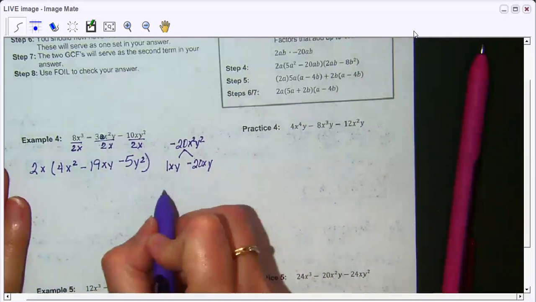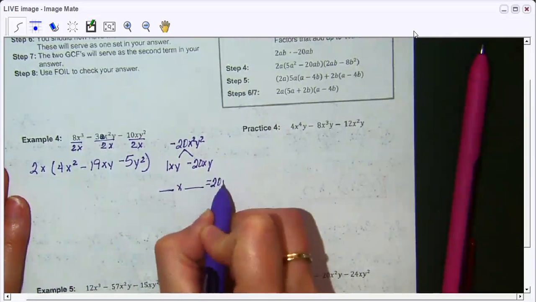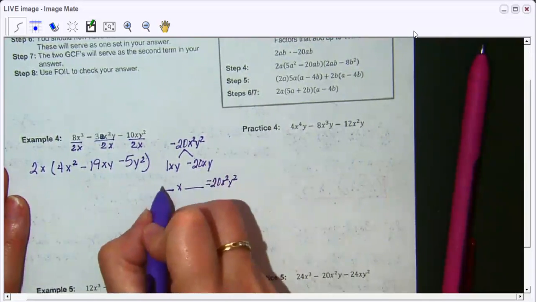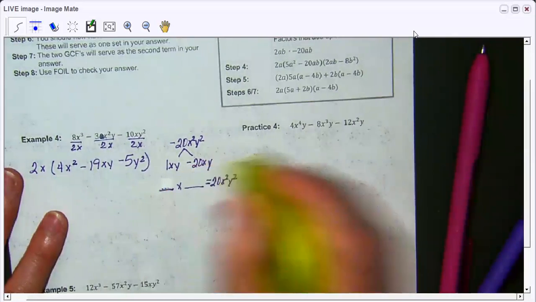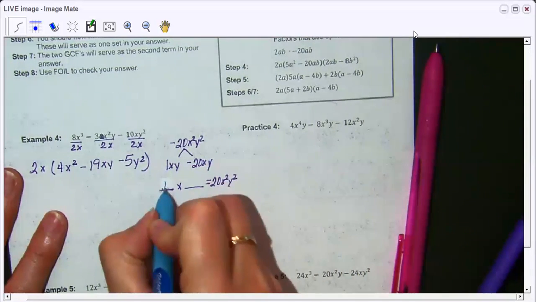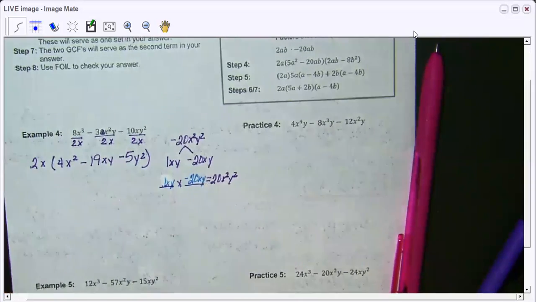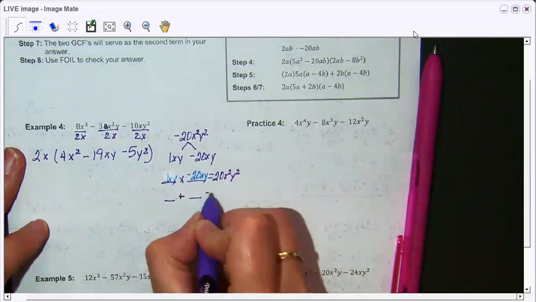Oh, yeah. Like this? Hold on just a second. So we have 1xy and negative 20xy, and then we need those factors to add up to negative 19xy. It froze. It froze? Okay.